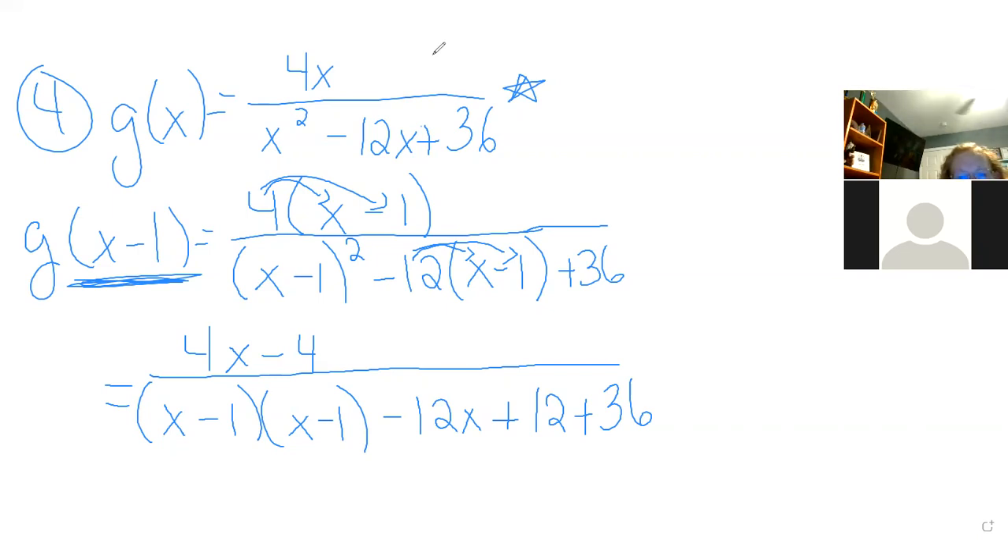Now, I don't know about y'all, but it's looking worse before it looks better. Y'all agree? Yeah, I think so, right? Okay, so let's go over here.